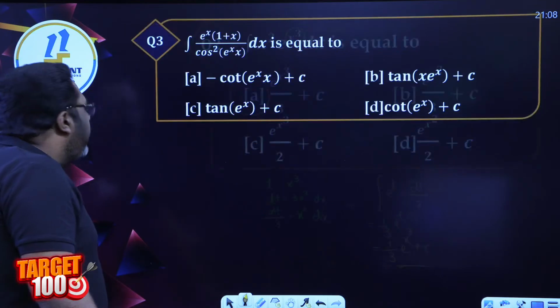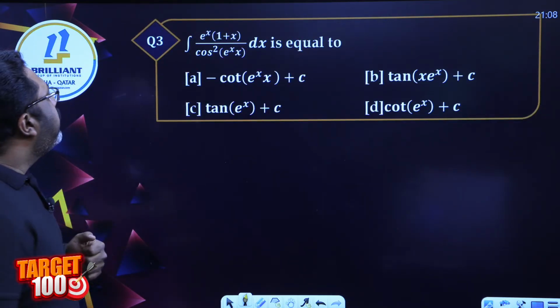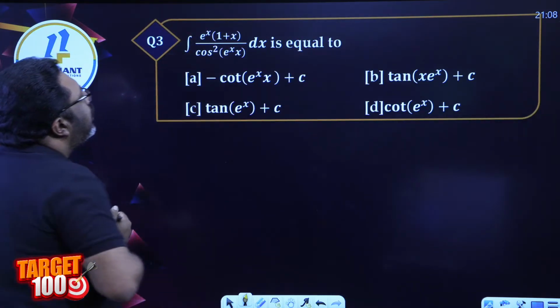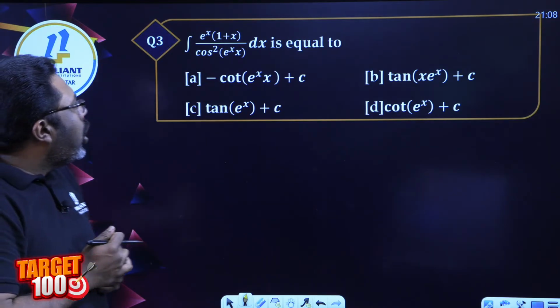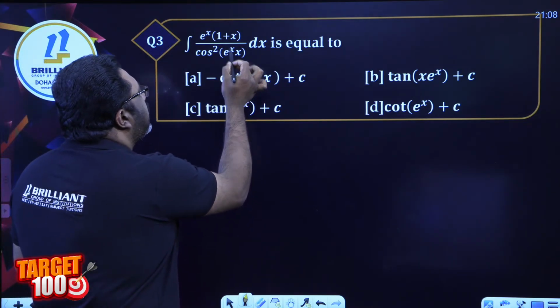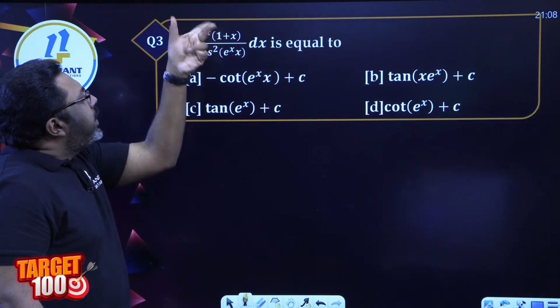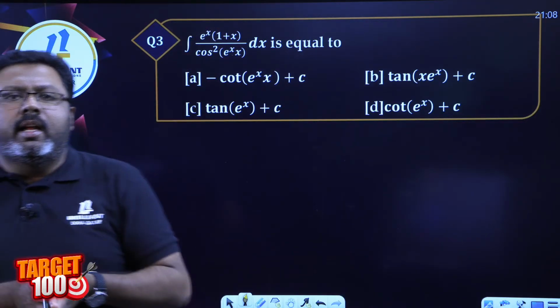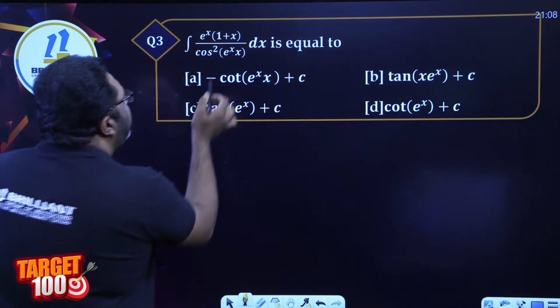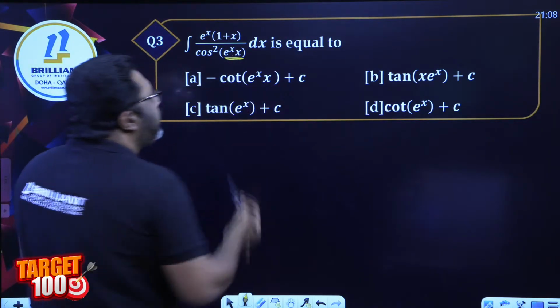Okay, moving forward. Question number 3. The integral of e raised to x into 1 plus x by cos squared of e raised to x into x. Again, 1 by cos squared is sec squared. Yes, sec squared is an integrable form, but whatever is inside is not an integrable form.